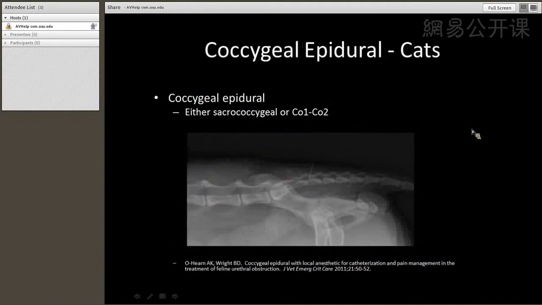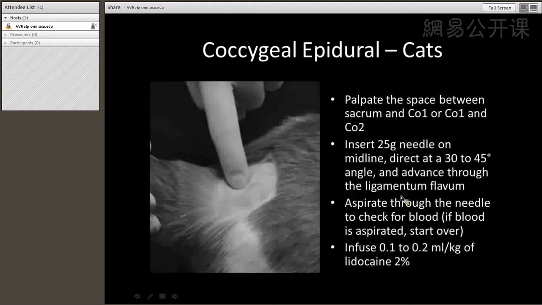There's a technique for performing coccygeal epidurals in cats, and this would be the same technique that you would utilize in cattle or horses, where you're placing it at the last movable vertebrae is probably going to be the most common. In cats, you can do sacrococcygeal, or you can do coccygeal 1, coccygeal 2. And so to palpate for the coccygeal epidural space, you're going to palpate the space between the sacrum and coccygeal 1, or CO1 and CO2. And usually you can do that by pumping the tail like you would in a cow. You'd insert a 25 gauge needle right on midline.